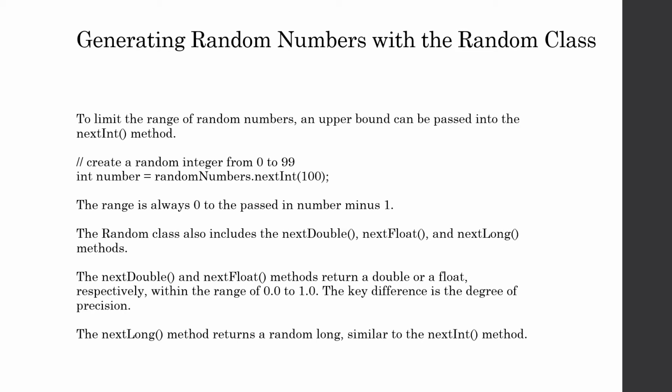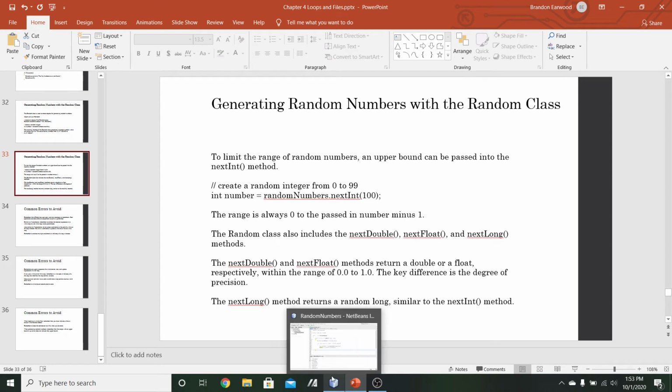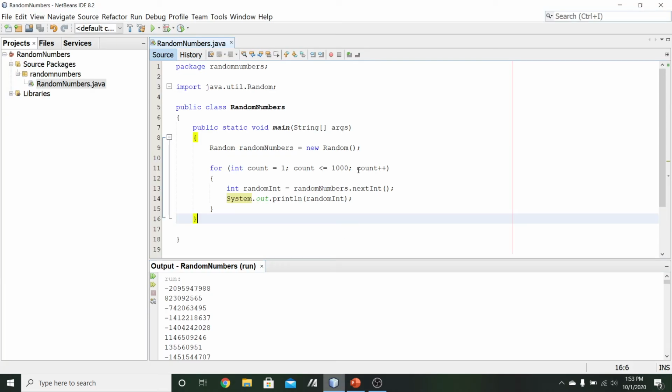So if you give it 100, 0 to 99. If you did something like 10, that would be from 0 to 9. So let's consider an example like that. Say we minimize this. We'll come over here. Let's say that instead of just generating any random number, we generate a random number with the upper bound of 20. So now it's going to be anything from 0 up to 19.